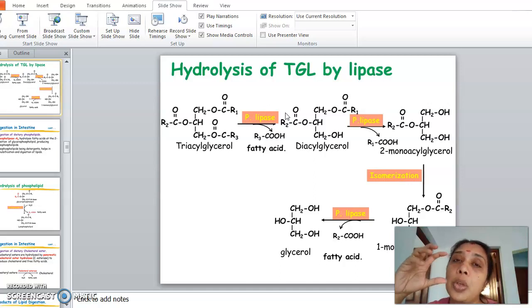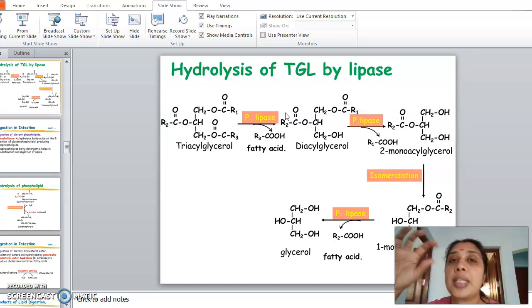Right, so if they are synthesized in an uncontrolled manner, or in the active form itself, there are chances that they can destroy the body's own proteins also, right? The body's own cells and proteins themselves, that is destructive. So in order to prevent that, the proteolytic enzymes are usually synthesized in their zymogen form.